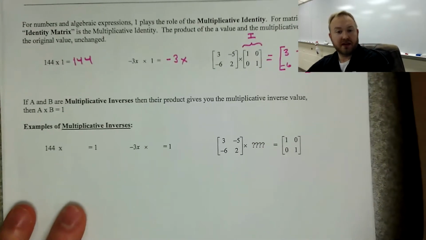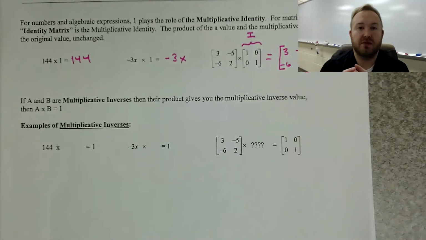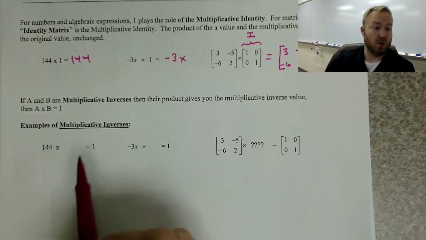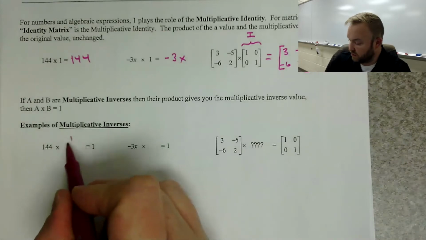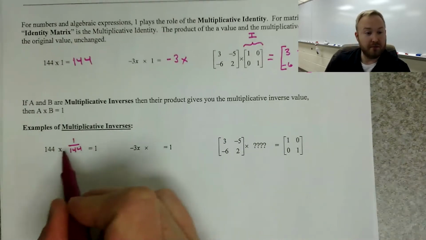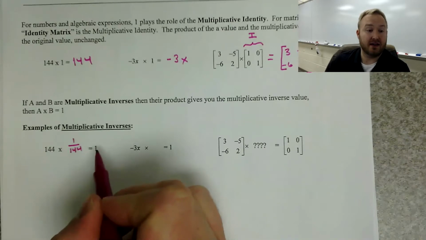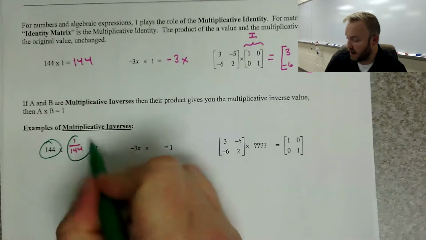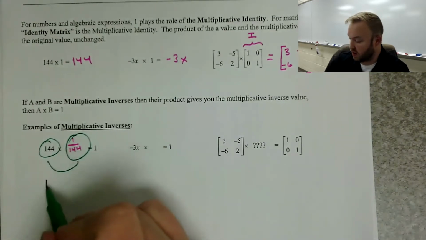Now, what are multiplicative inverses then? Like I said before, two things are inverses of each other if you combine them, and in this case, by combine, I mean multiply. Two things are inverses of each other if, when you multiply them, the answer is the identity. And the identity, if you're just multiplying, is 1, right? So if I multiply 144 by its reciprocal, my answer is the identity, which is 1. So 144 and 1 over 144 are inverses.